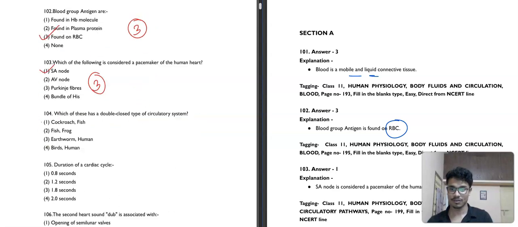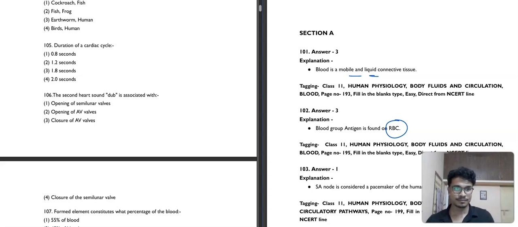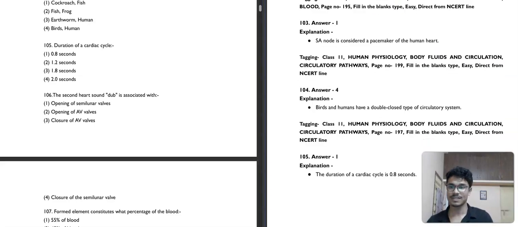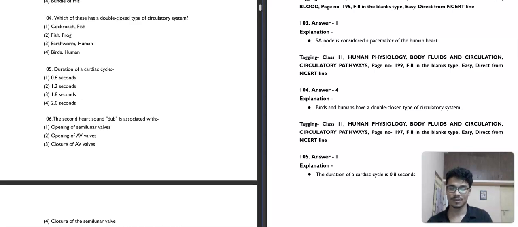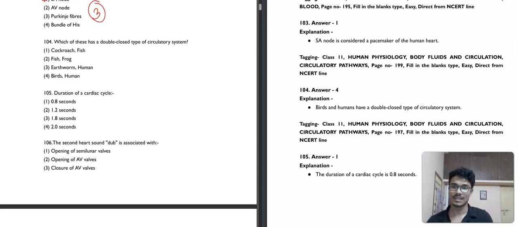Then next question. Which of these has a double closed type circulatory system? Cockroach and fish, fish and frog, earthworm and human, birds and human. So birds and human have closed type of circulatory system. Fourth option is our correct answer. Duration of cardiac cycle. You know that duration of cardiac cycle is 0.8 seconds. First option is our correct answer.